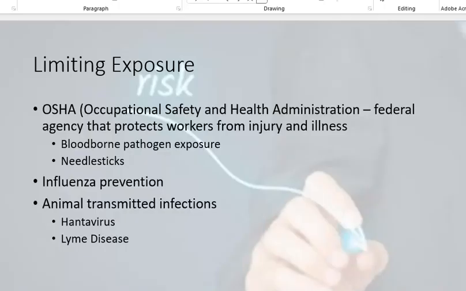Some other things that workers might come into contact with are animal-transmitted infections, the hantavirus. This is excrement from mice or rats. You want to make sure you wear gloves or a mask when cleaning rodent-infested areas to prevent hantavirus pulmonary syndrome, a rare but severe, potentially fatal respiratory disease. I've not heard of that a whole lot, but the book talked about it, so we added it.